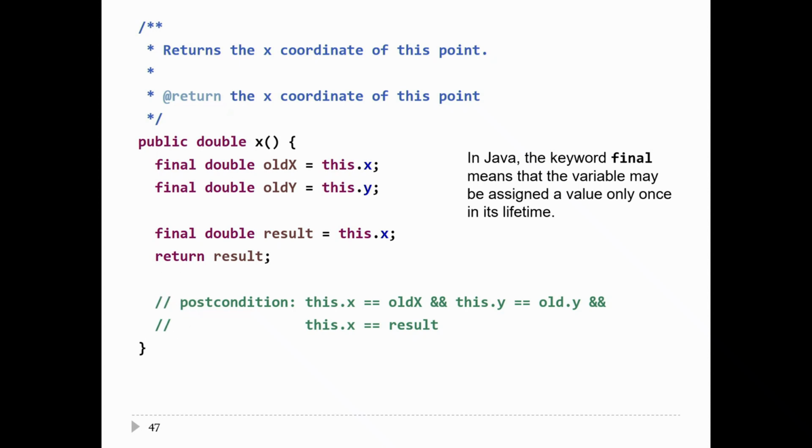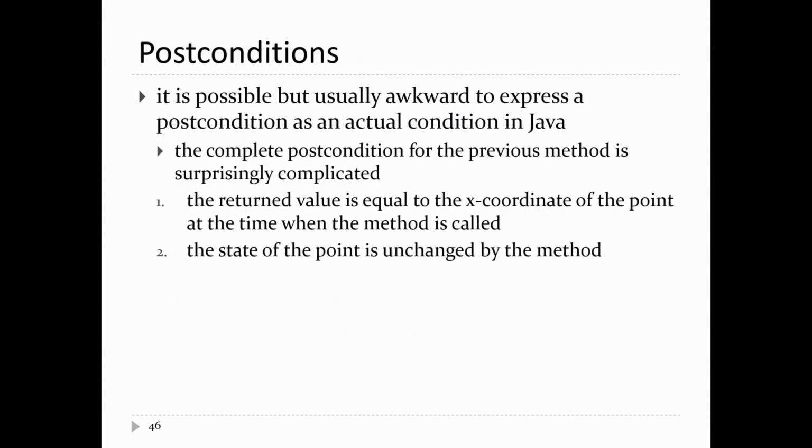And so the postcondition that says the state of the point is unchanged is: this x, the current state of the point, is equal to the old x, the state of the point when the method was called, and the current y coordinate of the point, this y, is equal to the y coordinate of the point when the method was called, back here. So that checks, is the state of the point unchanged?